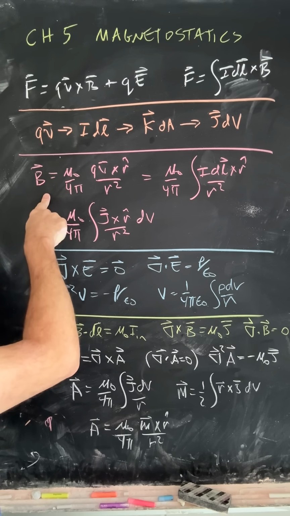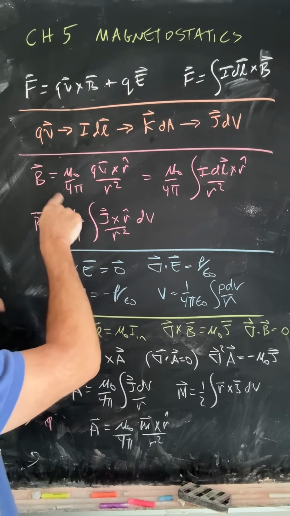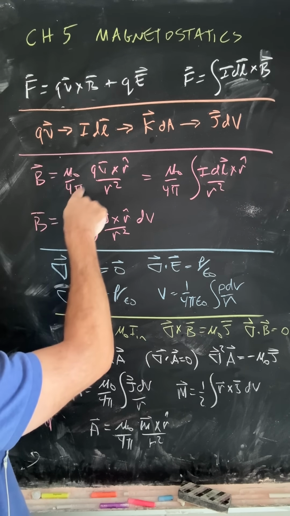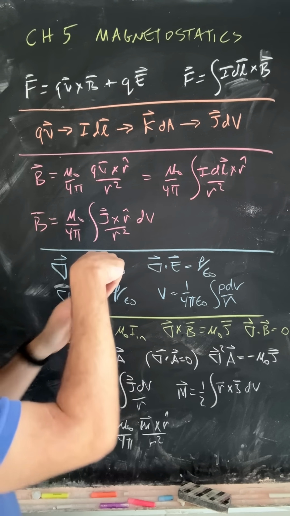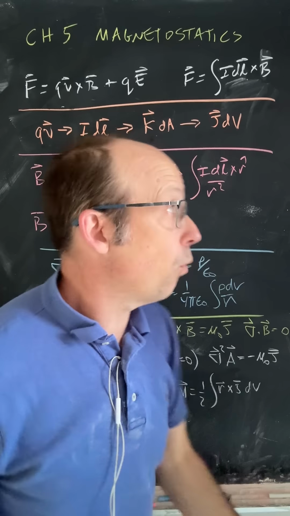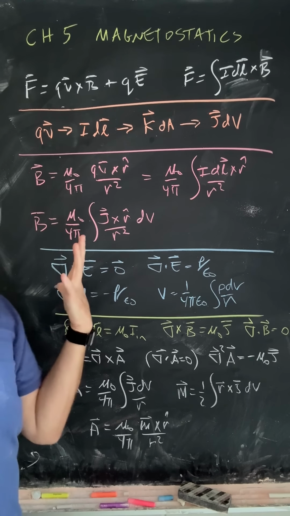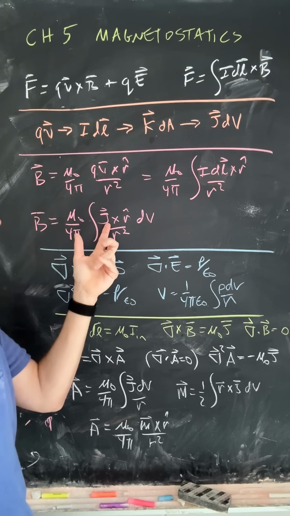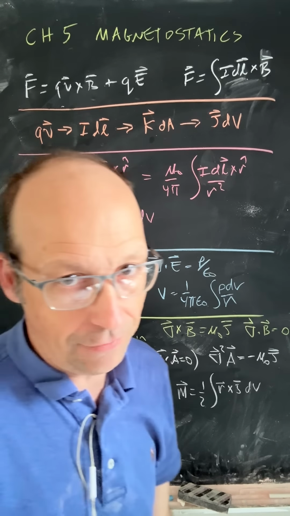Now we get to the magnetic field due to a moving charge. It's the Biot-Savart law, which says mu naught over 4 pi, qv cross r hat over r squared. And I can replace qv with I dl, but then I have to integrate over the whole wire, so I get that. And what if it's a volume thing? Then I can replace qv with J dV, but then again, I have to integrate.